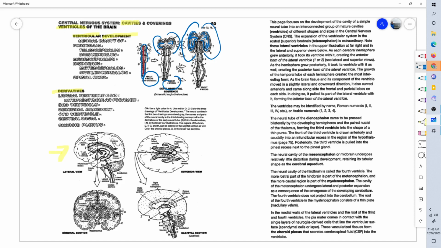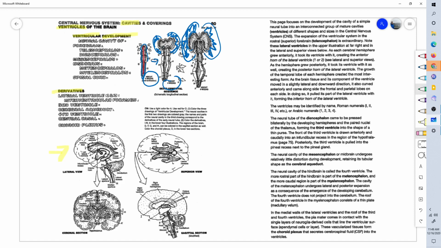So that's what this diagram is showing. It's showing the growth of a simple neural tube and then the mass of brain growing around it and pulling these cavities, forming these empty space ventricles, creating empty space inside of the mass.